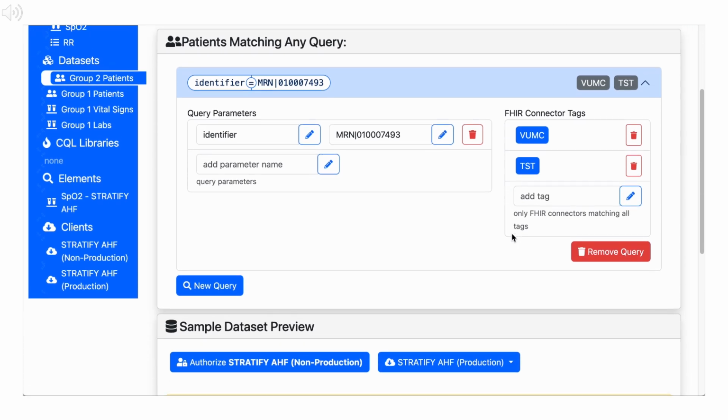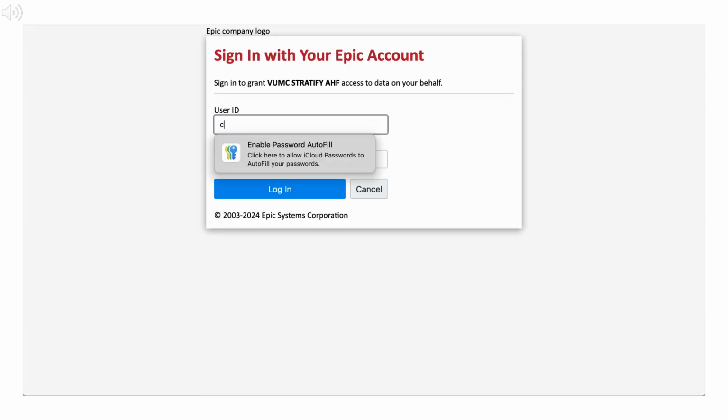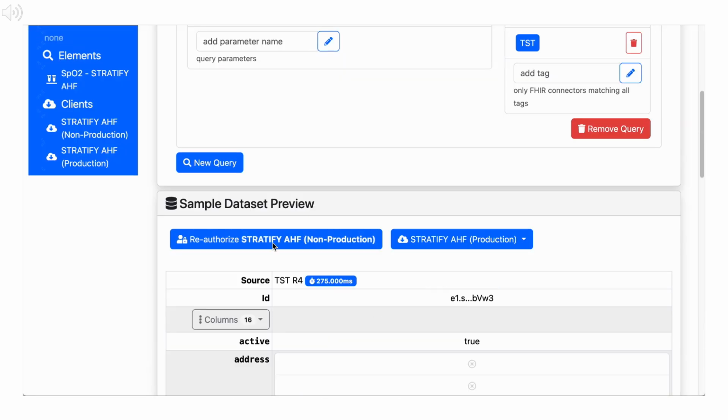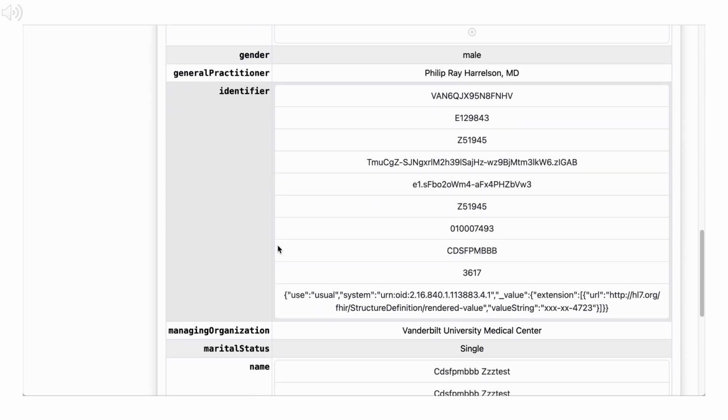This MRN is known to identify a patient in the VUMC test environment, so that query is tagged so that it only applies to that environment. This way, if CQL Platform is holding authentication tokens for more than one FHIR server, only the relevant ones will be queried. The very next thing is to find out the results of the query.